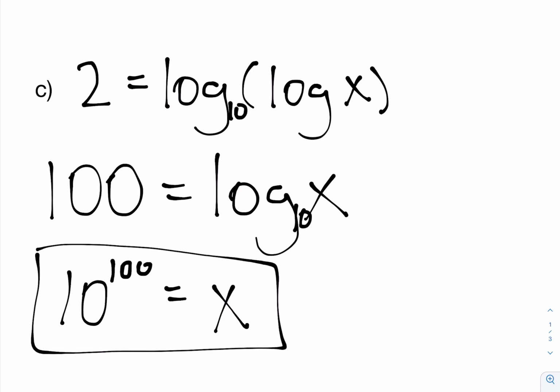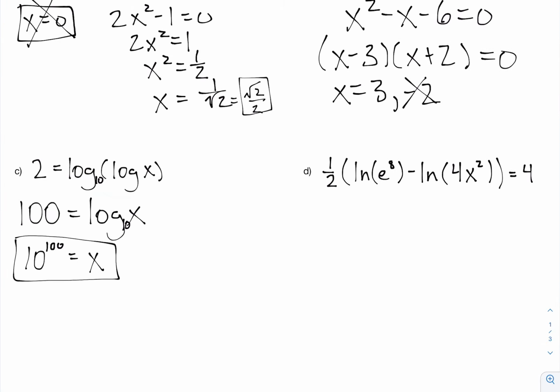10 to the power of 100, which is an absolutely huge number. It's 1 with 100 zeros after it, which is just massive. But if you were to put that into this equation, the log of that as your argument of the log will just give you 2.